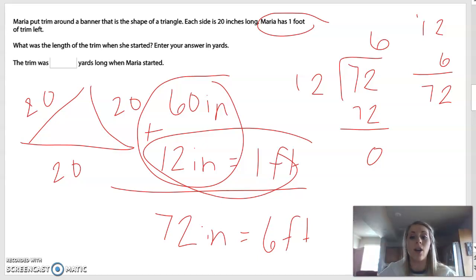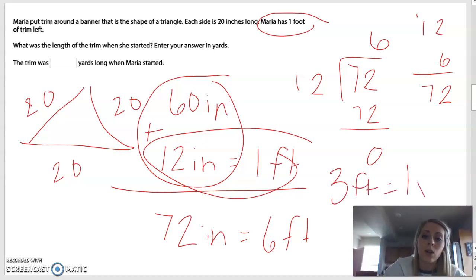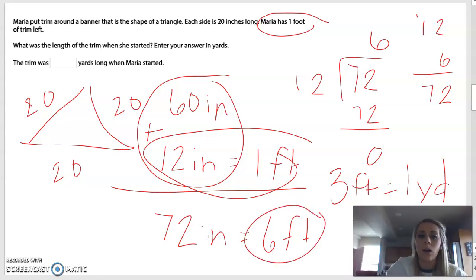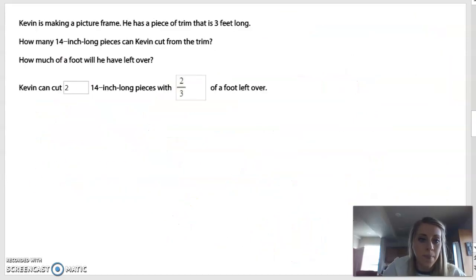You have to use your prior knowledge on all of the lessons that we worked with so far in chapter 10, okay? We know that there are 3 feet in each yard. So 3 feet equals 1 yard. So if I come down here, you guys, I have 6 feet. You all know that there are 3 feet in 1 yard, so she had 2 yards when she started, okay? Don't make that more complicated than it has to be, okay?